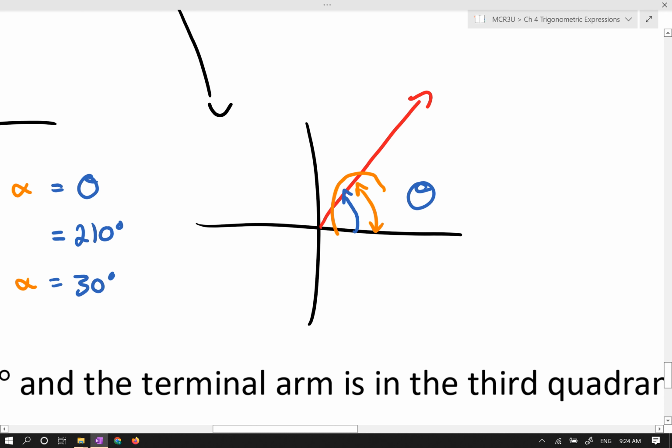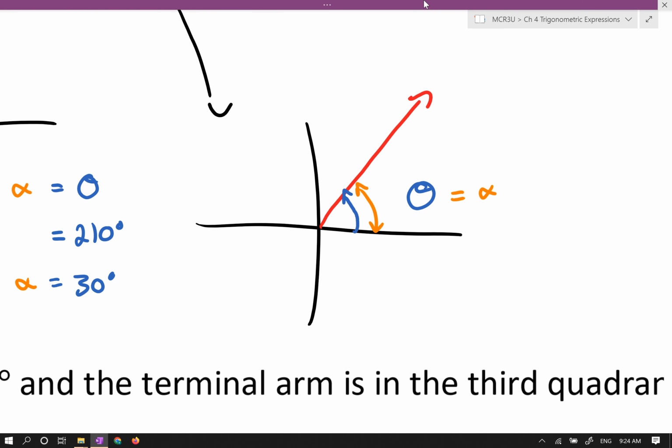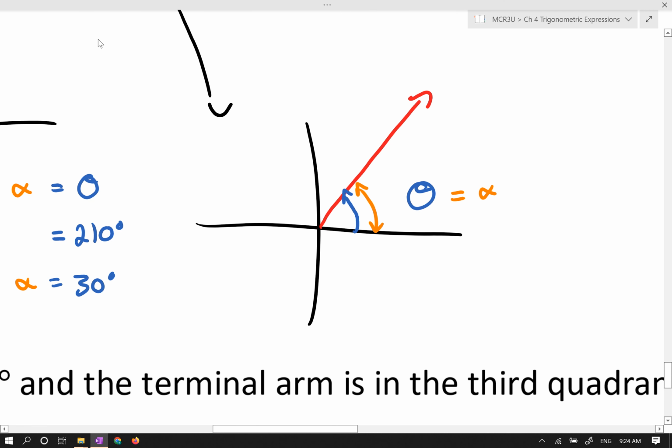Now you might notice that my orange angle right here is the same as my blue angle. They cover the same distance in between the positive x-axis and my terminal arm. So in this case, it's nice and easy. My theta is equal to alpha. My angle theta, my principal angle 60 degrees, is also my related acute angle. That's going to happen if you're working in quadrant 1 and if you have a positive theta in between 0 and 90 degrees.